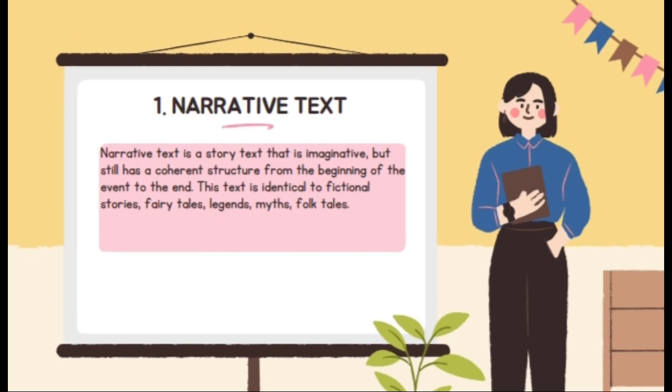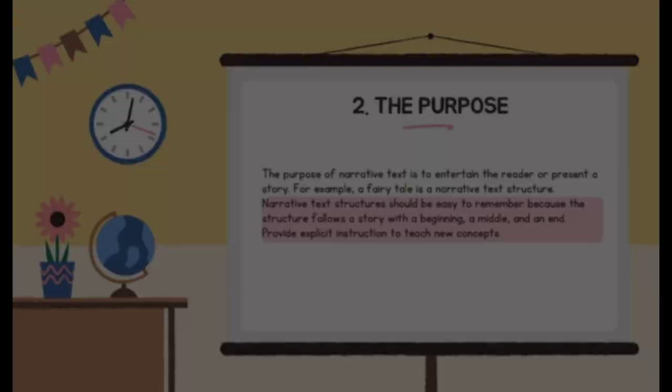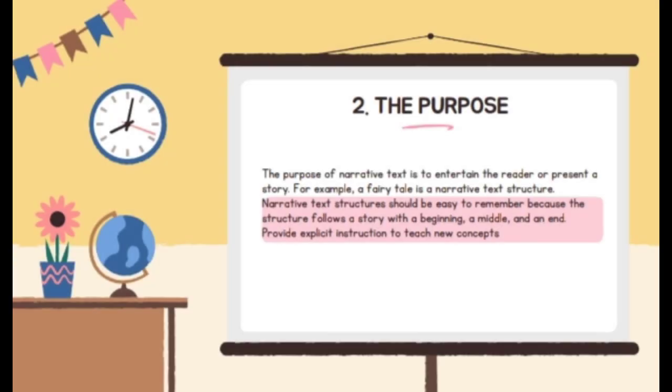Narrative text is a story text that is imaginative, but still has a coherent structure from the beginning of the event to the end. This text is identical to fictional stories, fairy tales, legends, myths, folk tales. The purpose of narrative text is to entertain the reader or present a story. For example, a fairy tale is a narrative text structure.